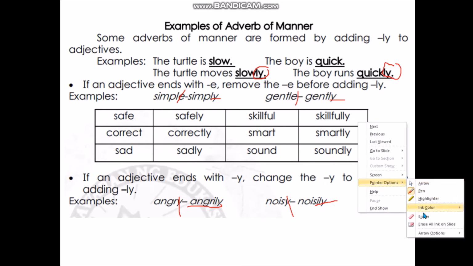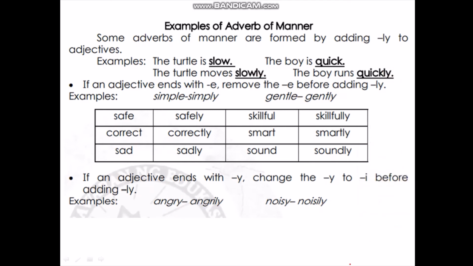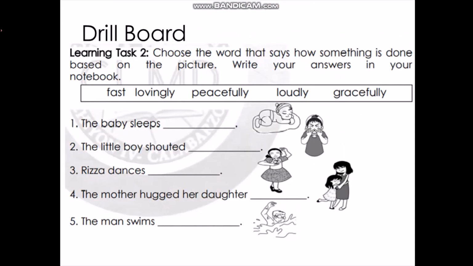Before we go on to the next activity, kindly read again this example. So if you're not yet done, click the pause button. If you're done, click the play button. So now, let's answer in your drill board. And we are going to answer one by one, okay, per number. So in your drill board, let's answer number 1.